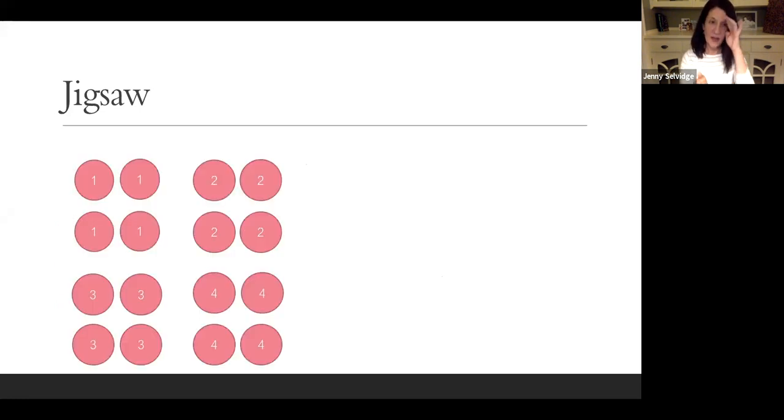Okay, so I have 4 parts, I have 4 groups. So group 1, together, they read and talk about section 1. Group 2 does section 2 and so on. So they really make sure they understand that 1 part.